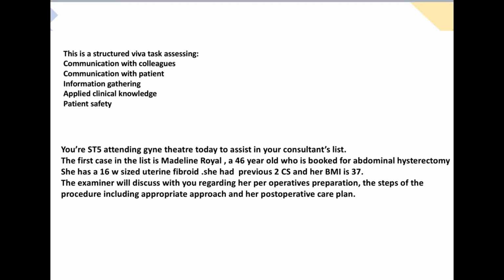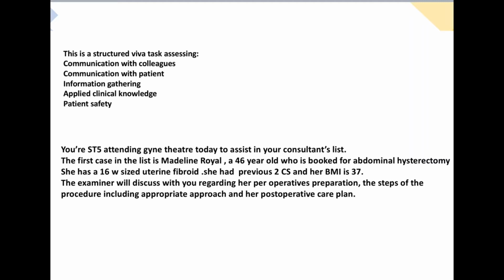Then we need to go through her history. We need to know about her last menstrual period. She is 46, so she's still in the childbearing period. We need to know when was her last menstrual period and whether she's sexually active and what kind of contraception she is on, because it's contraindicated to do any surgery within 4 weeks from hormonal treatment.